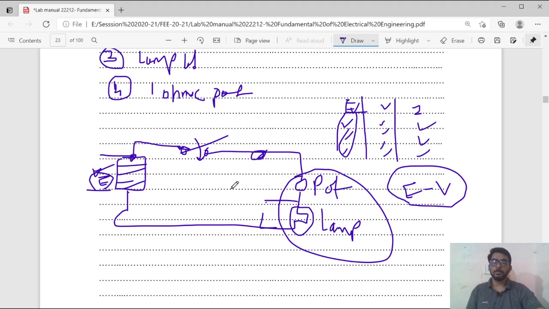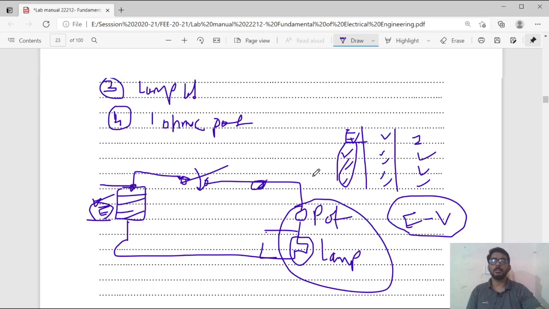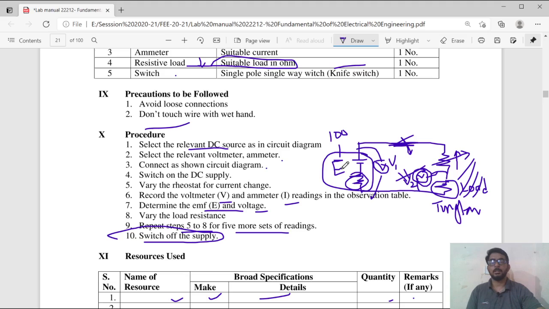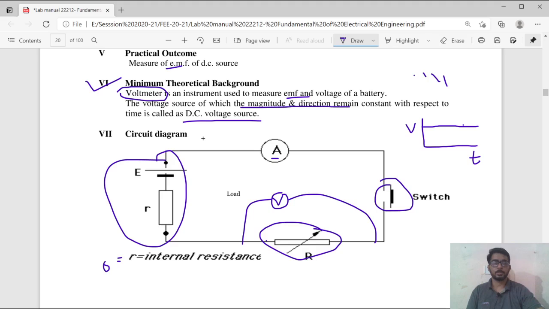So in this way you can do the practical, but if all equipment is not available, a small torch should be available at your house. You can use that torch as the circuitry and complete your task. So in this way, by using this circuit diagram, the voltmeter and ammeter, we can read the EMF of a particular battery source. So thank you.